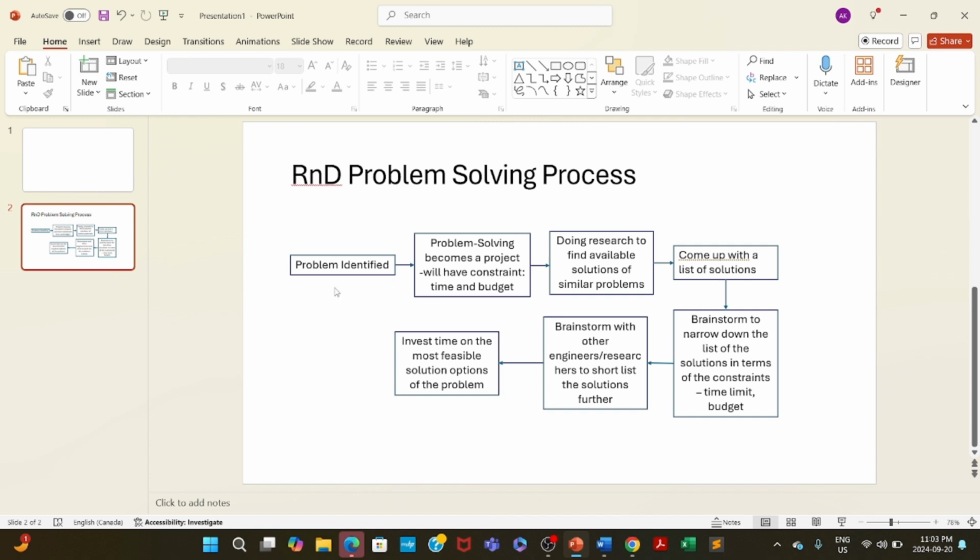Probably yes, because for problem identification we need some more things. For example, we need a certain level of knowledge, right? Root cause analysis skills.